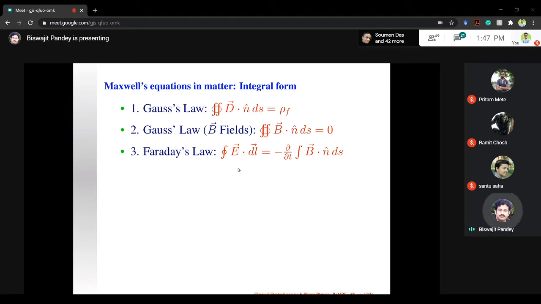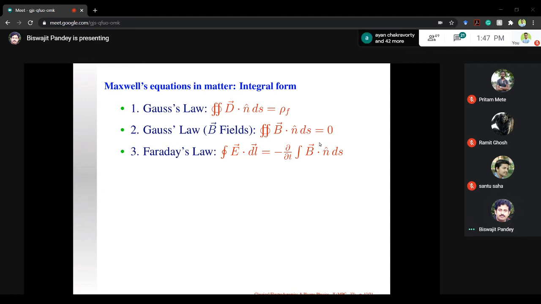Now the third one is basically E dot dl, which is Faraday's law. You take a line integral. If you look at it, this is a closed loop integral, right? We have taken a loop around which we are integrating E, which is nothing but the EMF, right? E dot dl. And now what is this? Can you tell me what this is? B dot nds. This is a surface integral, but which surface?